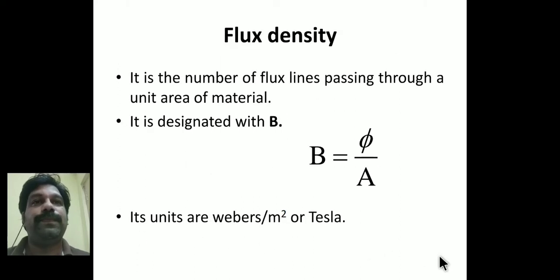Next, flux density. The flux density is defined as the flux lines passing through a unit area of a material. It is designated with the symbol B. Therefore, flux density B is equal to phi by A. We know the unit for phi is Weber, and area is meter square. Therefore, its unit is Weber per meter square, and this Weber per meter square is called Tesla.